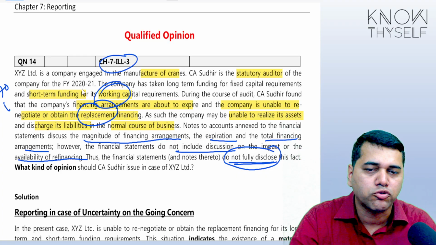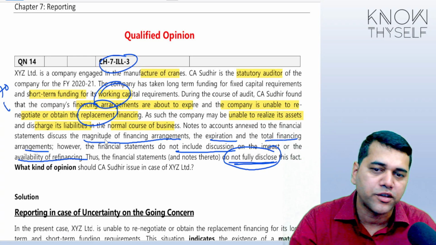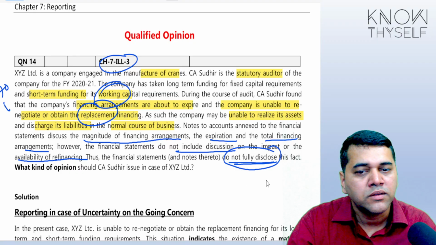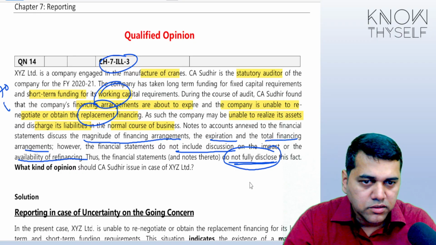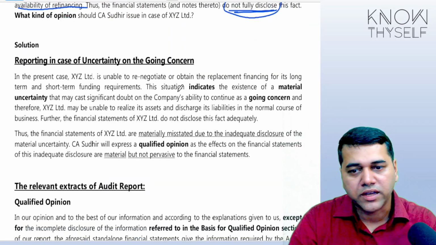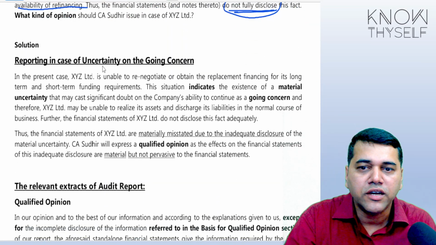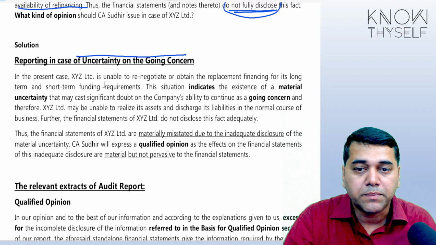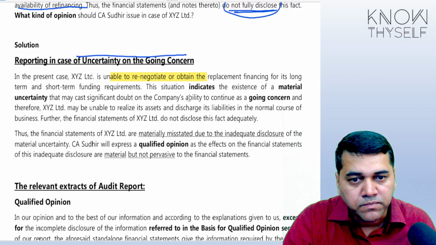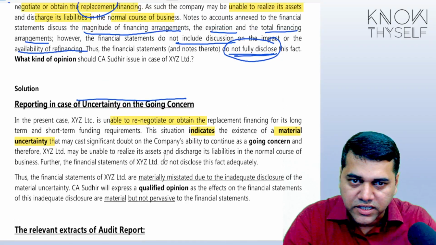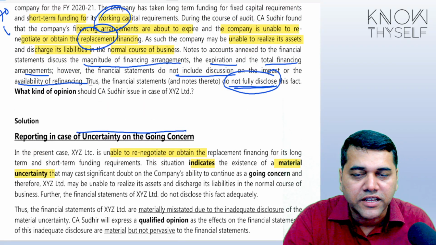If you have never seen this question, you can also speak it from the SA 570 perspective, but they expect you to talk from, maybe, qualification. Okay, you see here, reporting in case of uncertainty. See, they have spoken from the going concern perspective. In the present case, you are unable to obtain the replacement financing for the long term. This situation indicates material uncertainty. Yeah, see, our guess was correct here. So it was an uncertainty related case.